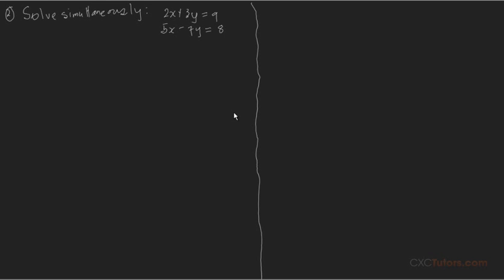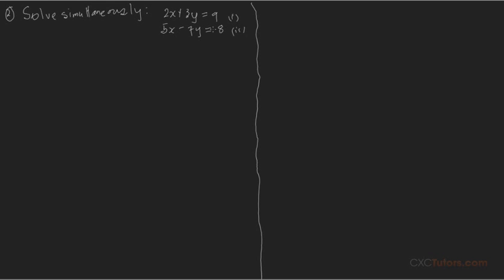This one is asking us to solve simultaneously 2x plus 3y is equal to 9, and of course 5x minus 7y is equal to 8. Again, this is our equation 1, and our equation 2 is right here.